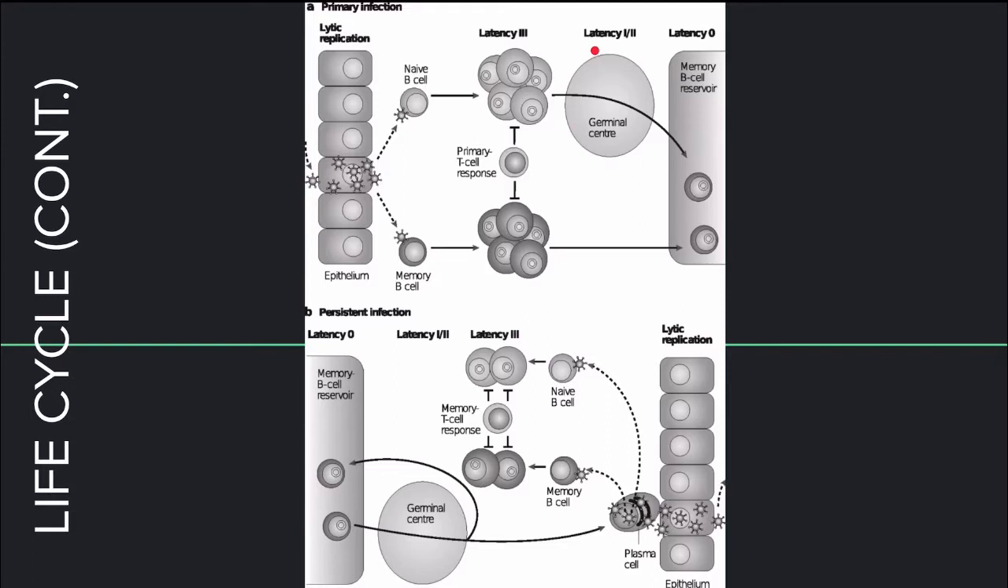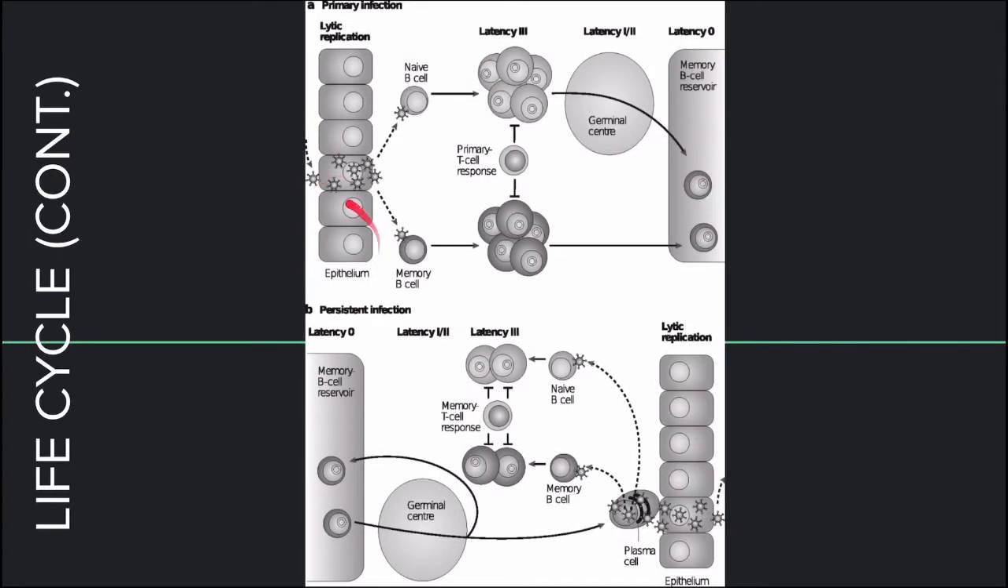From here, it provides survival signals to allow the cell to exit the germinal center into the memory B cell reservoir. When the virus enters the memory B cell reservoir, that's when we finish the primary infection. Persistent infection is when lytic replication becomes the highlight of the show.